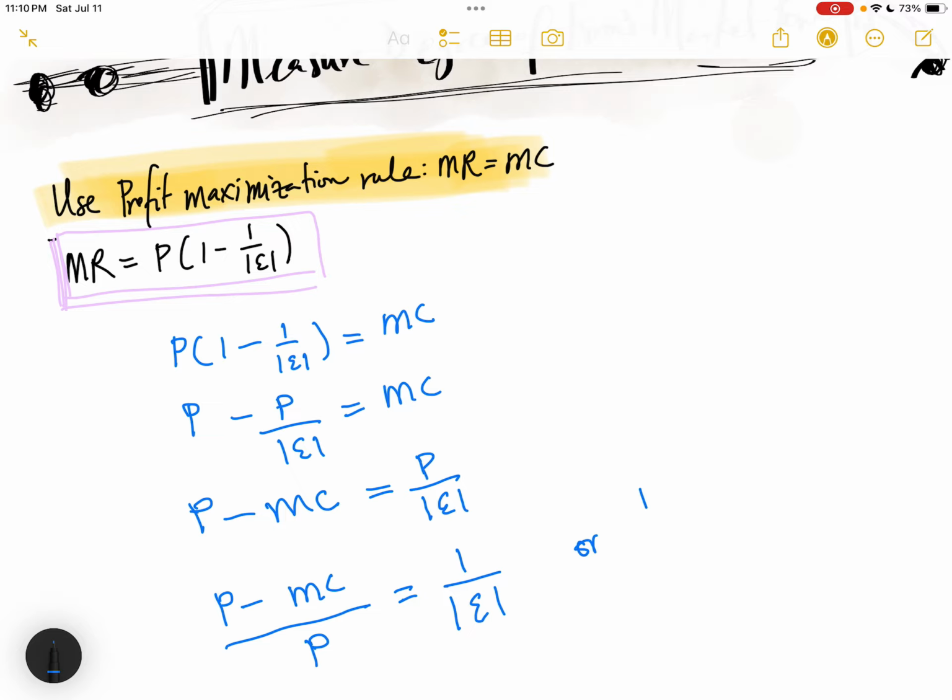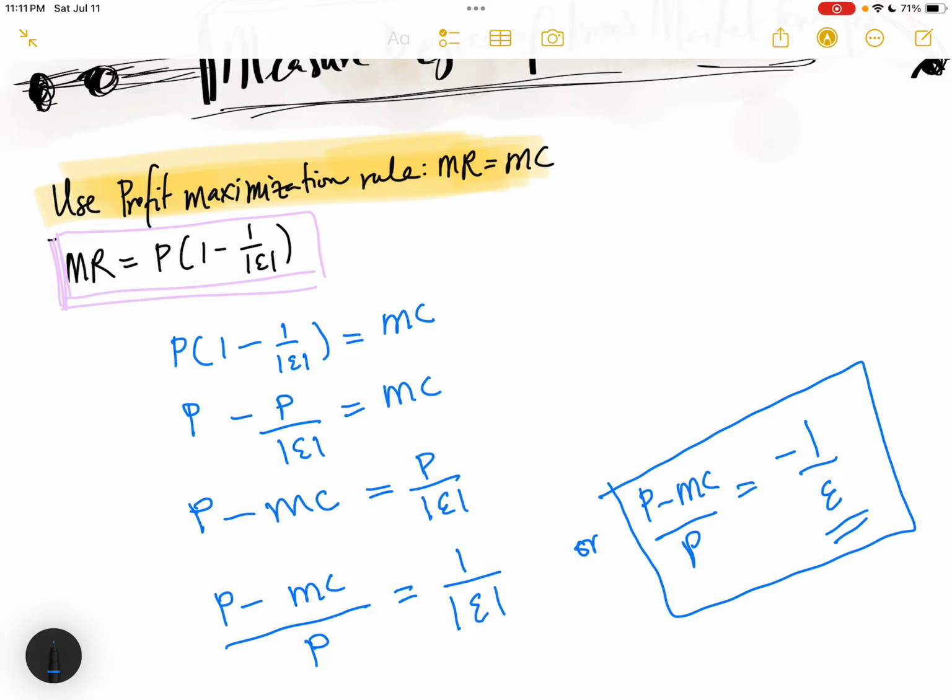Now, other books have this as equal to negative 1 over the price elasticity of demand. I am using the absolute value, and so I get a positive number here, but you will get a positive number on this side too, because price elasticity of demand is negative, times this negative sign, the whole thing becomes positive. So other books have it this way, just to let you know we are all saying the same thing.